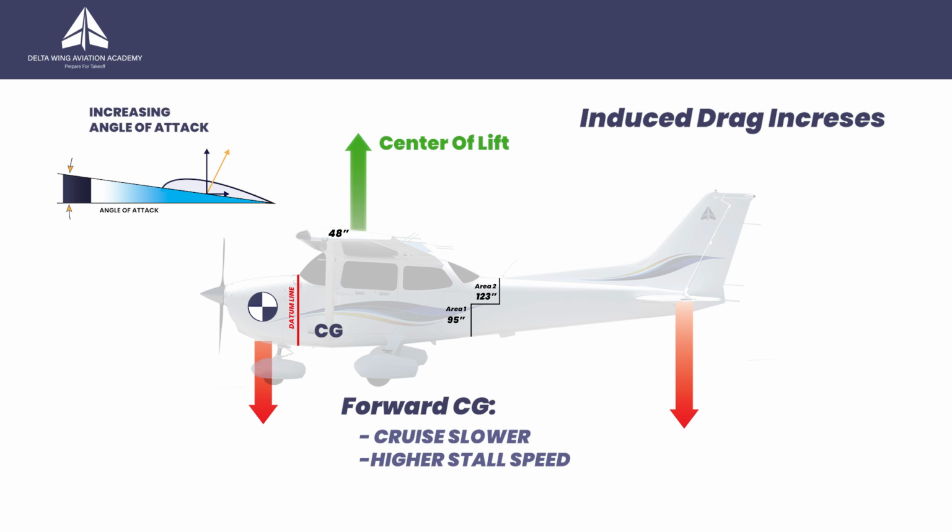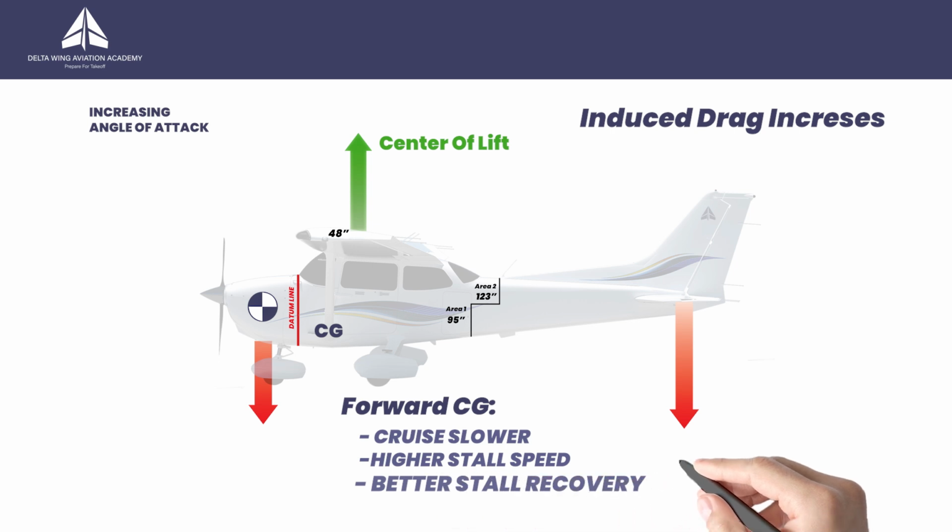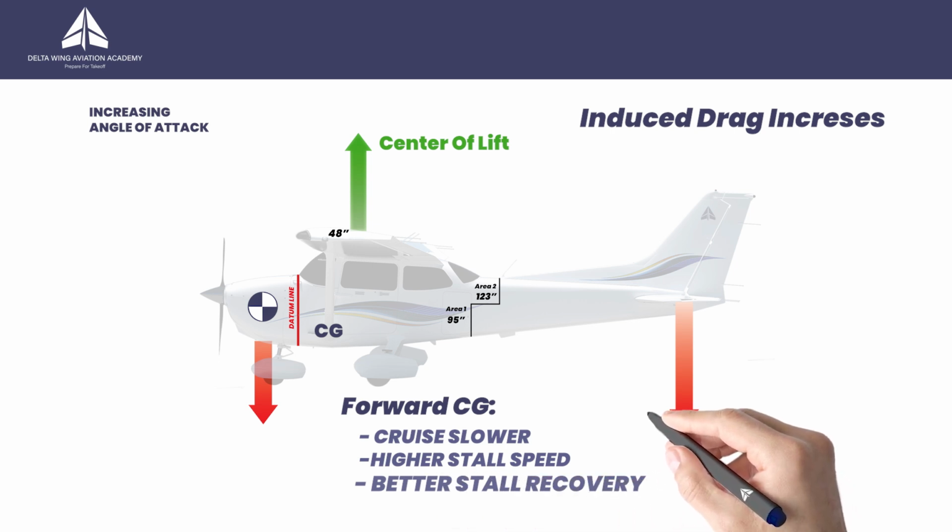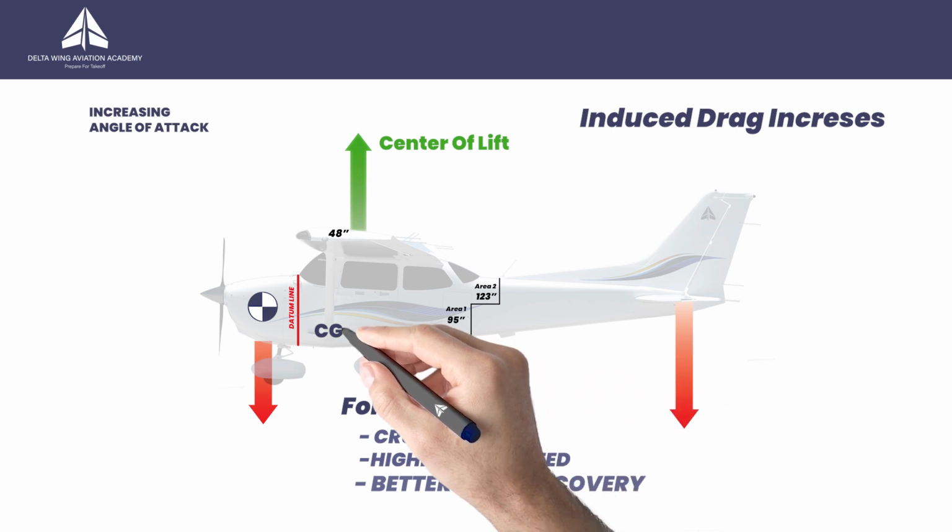And this is because the further forward the CG is, like we said, the greater the tendency for the airplane to nose down. And that's how we recover from a stall. We lower the nose to reduce the angle of attack. So the airplane has more of a tendency to drop its nose and recover on its own from a stall than it would otherwise. So the airplane's going to have better stall recovery with a far forward CG. It's going to be more stable.